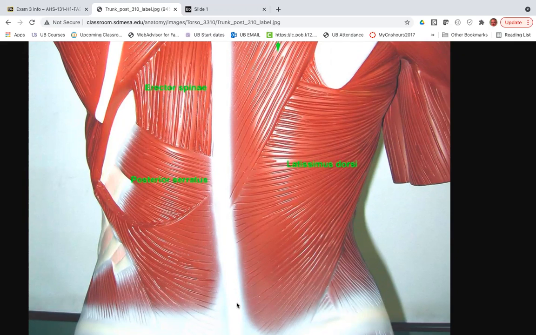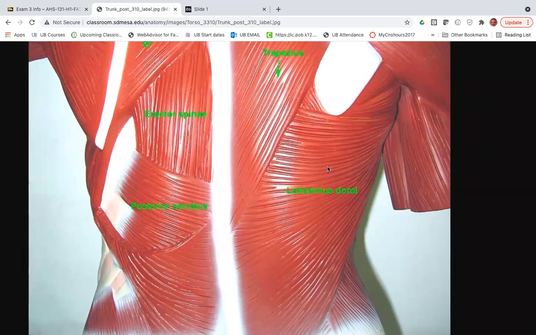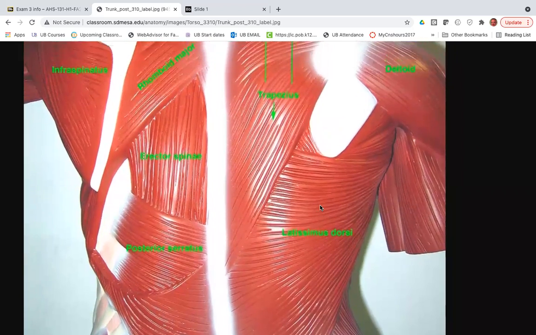What is an aponeurosis? An aponeurosis just means it's a broad, flat tendon. Thoracolumbar aponeurosis. That is the origin of the latissimus dorsi. And guess where the lats is going to insert?